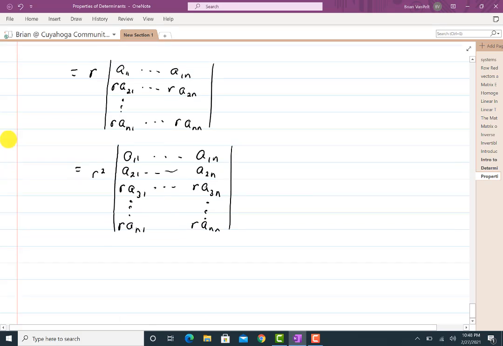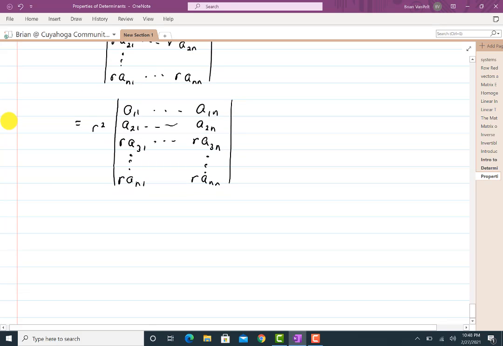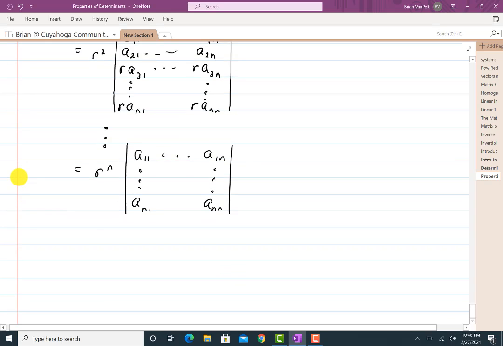And I can keep going like this. I can pull an R out of the third row, then a fourth row, then all the way until the end. And so what you're going to get then, after you pull all these R's out, is you'll get R to the N times the matrix A11, A1N, AN1, ANN. That equals R to the N times the determinant of A.